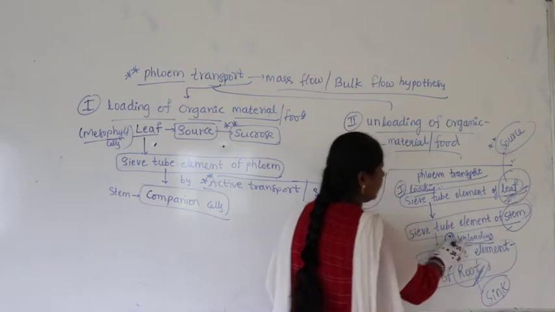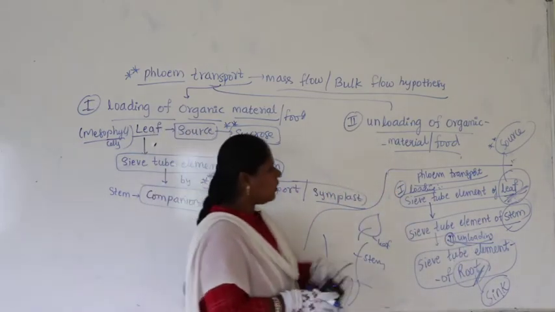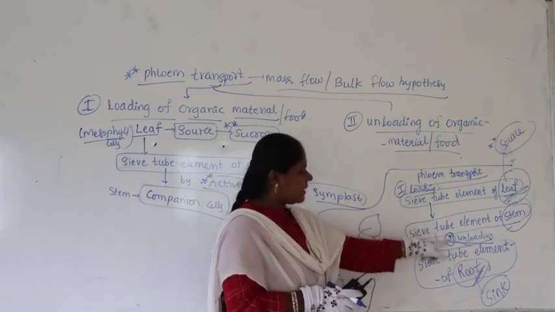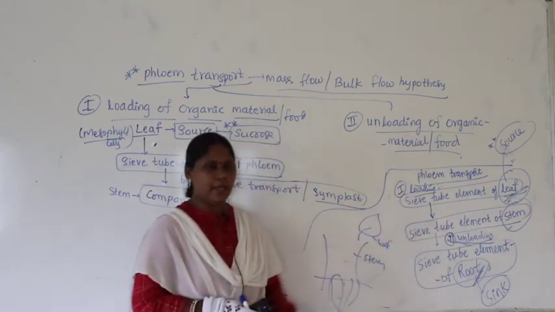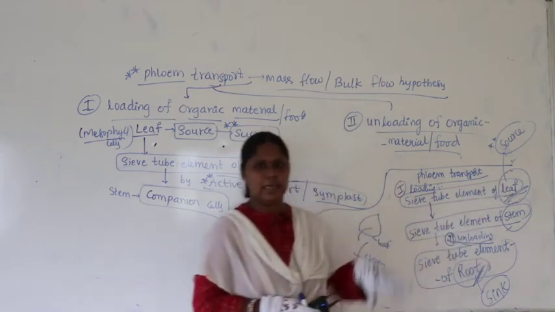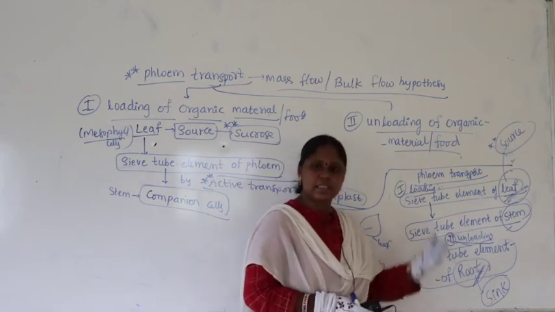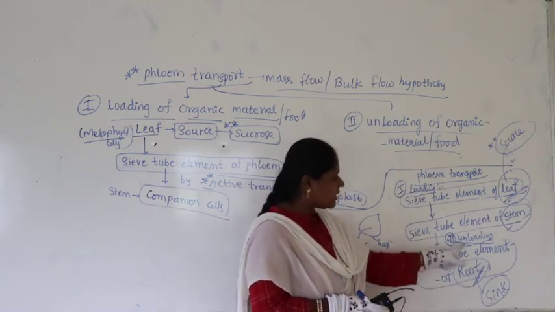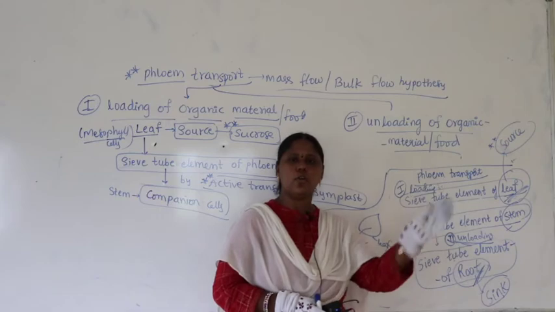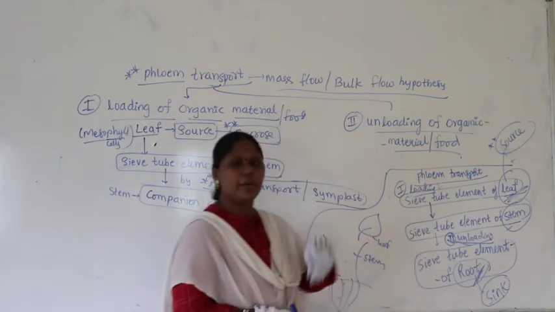So what is happening here is unloading. First one is loading and the second one we call unloading. Loading means mesophyll cells are fully loaded with the food in the leaf and they give the food to the root. The root acts as a sink. The stem is sending the total load into the root. So what is happening here is unloading.